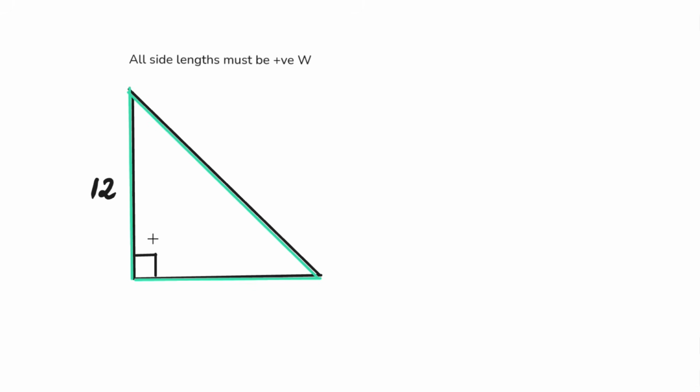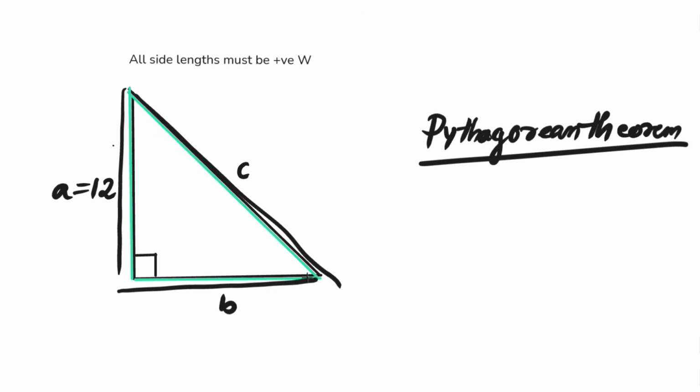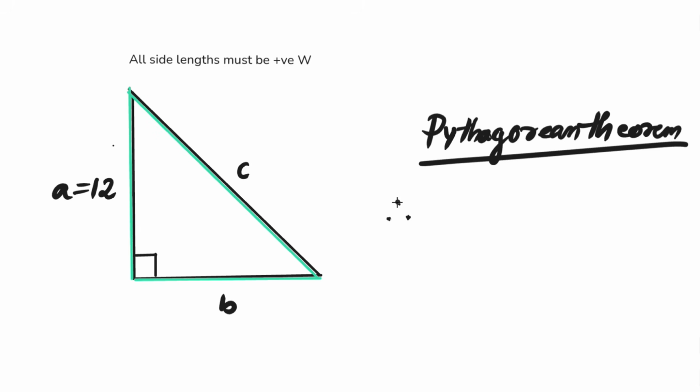Now, let's assign variables. Let the given vertical side be A, and since it is given as 12 units, we have A equals 12. Let the base be B, and let the hypotenuse be C. Because this is a right triangle, we can apply one of the most important results in geometry, the Pythagorean Theorem. The Pythagorean Theorem states that in any right triangle, the square of the hypotenuse equals the sum of the squares of the other two sides. Therefore, we can write C squared equals A squared plus B squared.